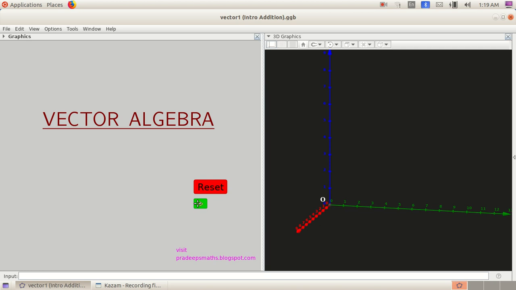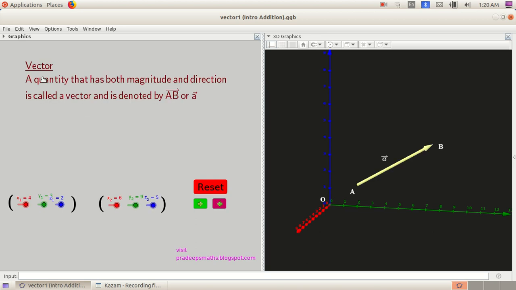Dear students, let us discuss some important basic concepts of vector algebra. To begin with, let us discuss a scalar quantity. A quantity that involves only one value, which is usually a real number, is called a scalar quantity. For example, length, mass, time, distance, speed, area, volume, temperature, etc. are all examples of a scalar quantity.